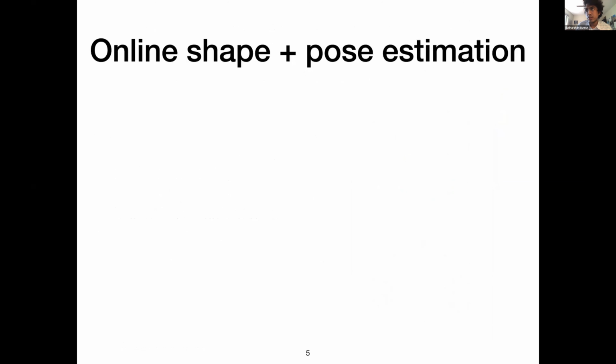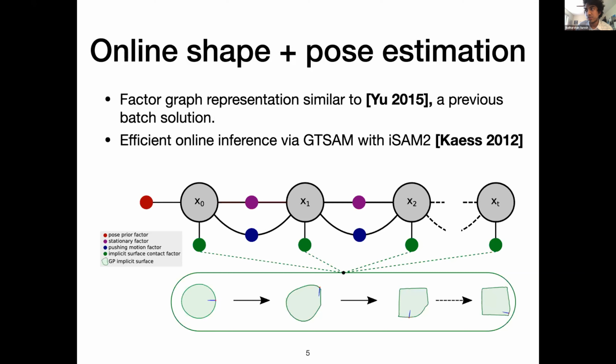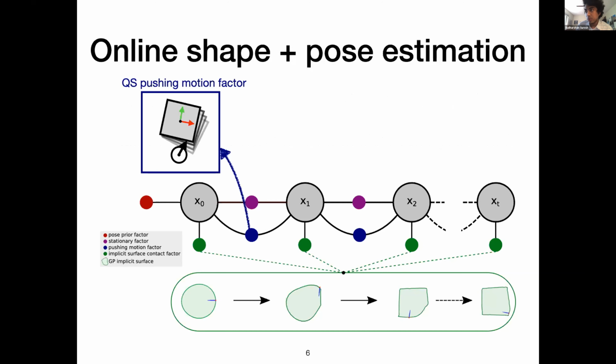So now we want to tie this into a SLAM-like representation. So we perform a least squares optimization similar to prior work from Yu and others. There are a few differences here: theirs was a batch formulation where they recover poses and shapes after the fact, and their shape model was a piecewise linear model, whereas here we're trying for a non-parametric model. And we carry out this inference efficiently online on this graph structure using what we call incremental smoothing and mapping.